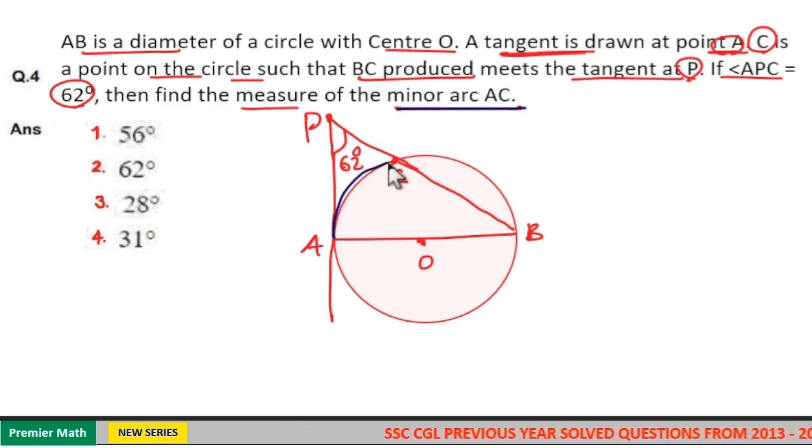This is minor arc AC, that is, we need this angle. Here the radius creates 90 degrees with the tangent, which means if this is 90 and this is 62, then this should be 28 degrees. 62 plus 28 is 90 degrees. So option 3 is your answer.